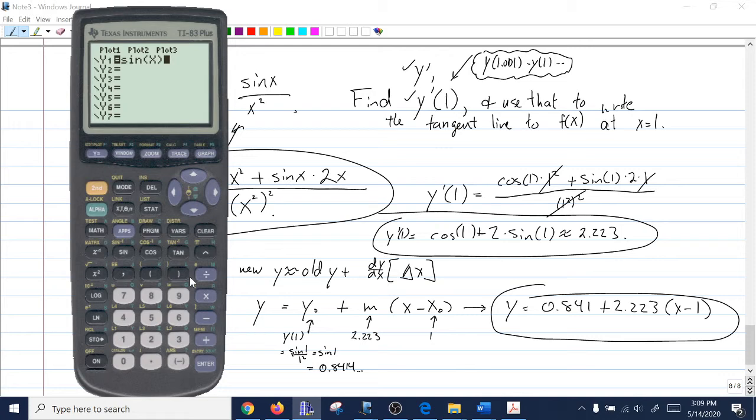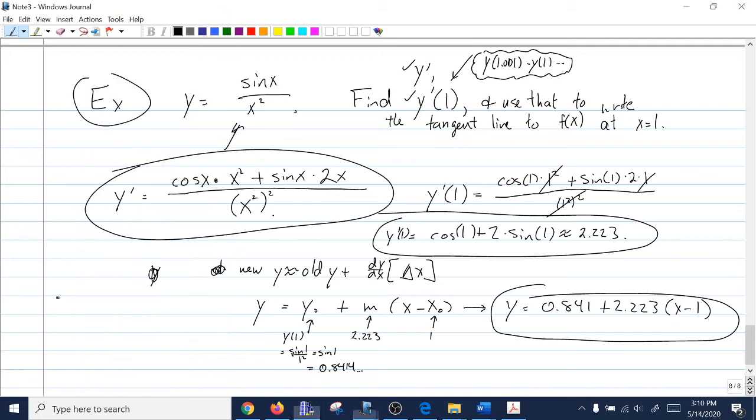Sine x over x squared is the curve, and the thing that's supposed to be the tangent line is 0.841 plus 2.223 times x minus 1. Let's graph these. Oh, that seems wrong. You know what I did?